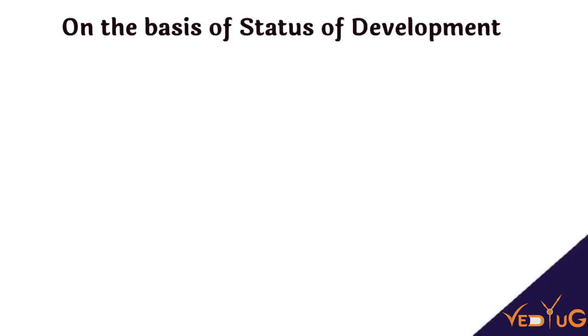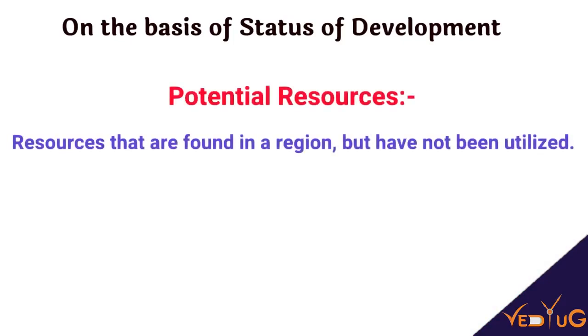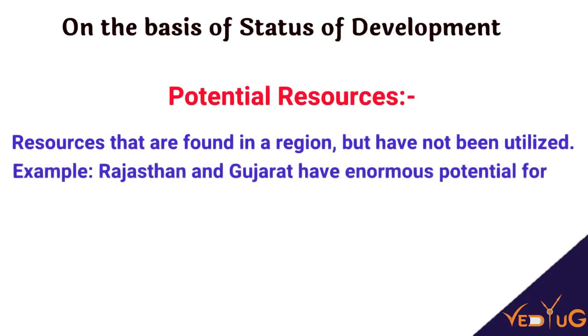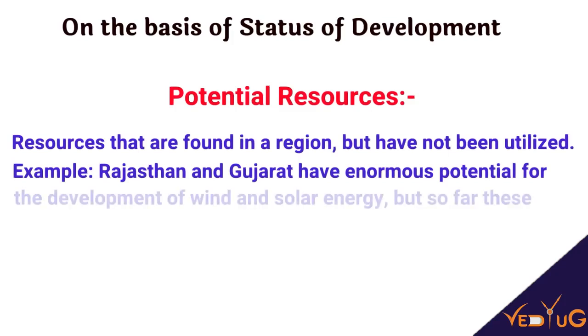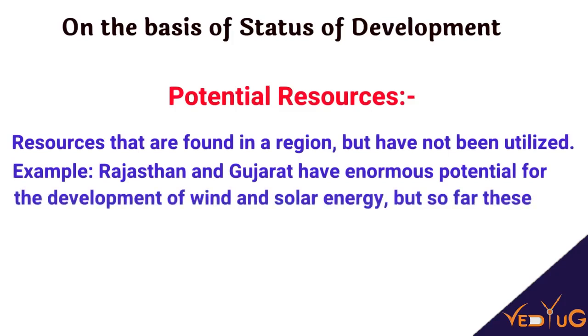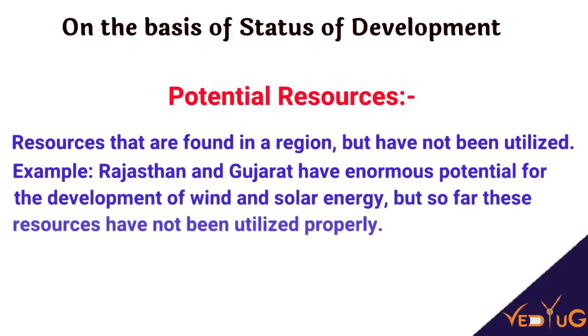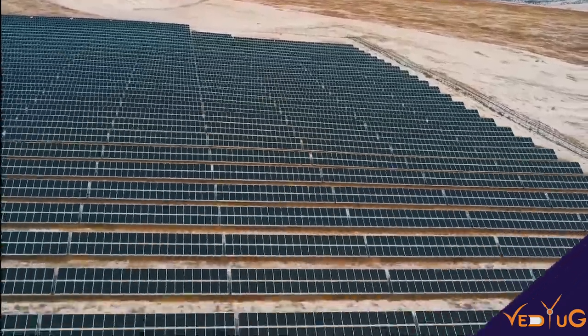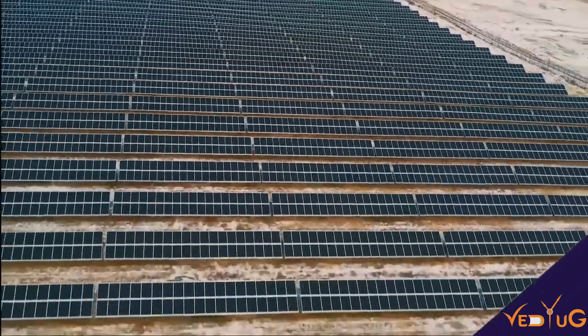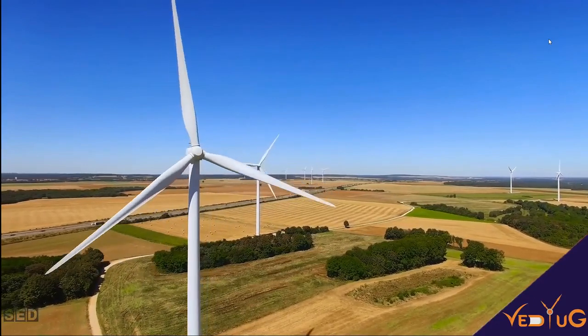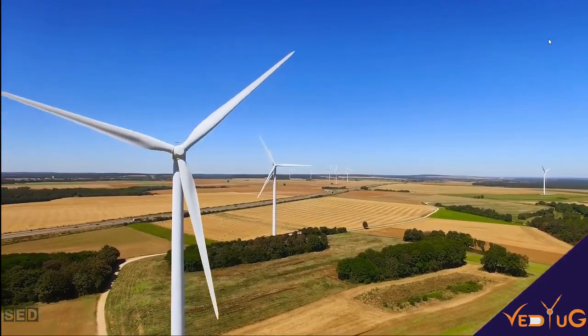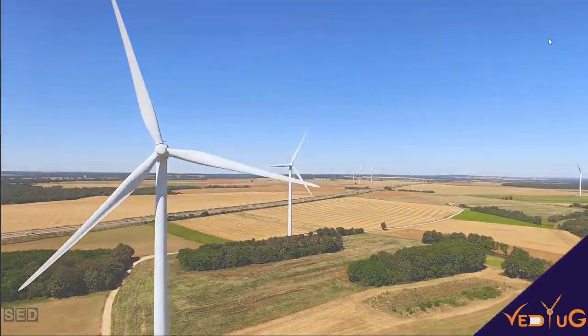Next, on the basis of development, there are four types of resources: potential resources, developed resources, stock, and reserve. Potential resources are the resources which are found in a particular region but have not been utilized yet. For example, we have the Thar desert in Rajasthan. This desert has enormous potential for making solar energy. At the same time, wind also flows in the Thar desert. With the help of this wind, we can generate wind energy, but we have not utilized it till date.